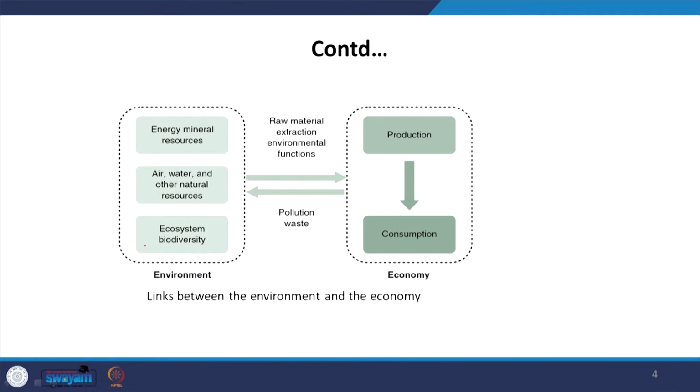Take the example of agriculture. If agricultural biodiversity is affected and monoculture is going on, that will also affect our soil and water resources. So, this linkage can be established. I am again explaining this: on one side we have the environment, which provides four kinds of functions. On the other side, we have our economy, which is represented by production and consumption.